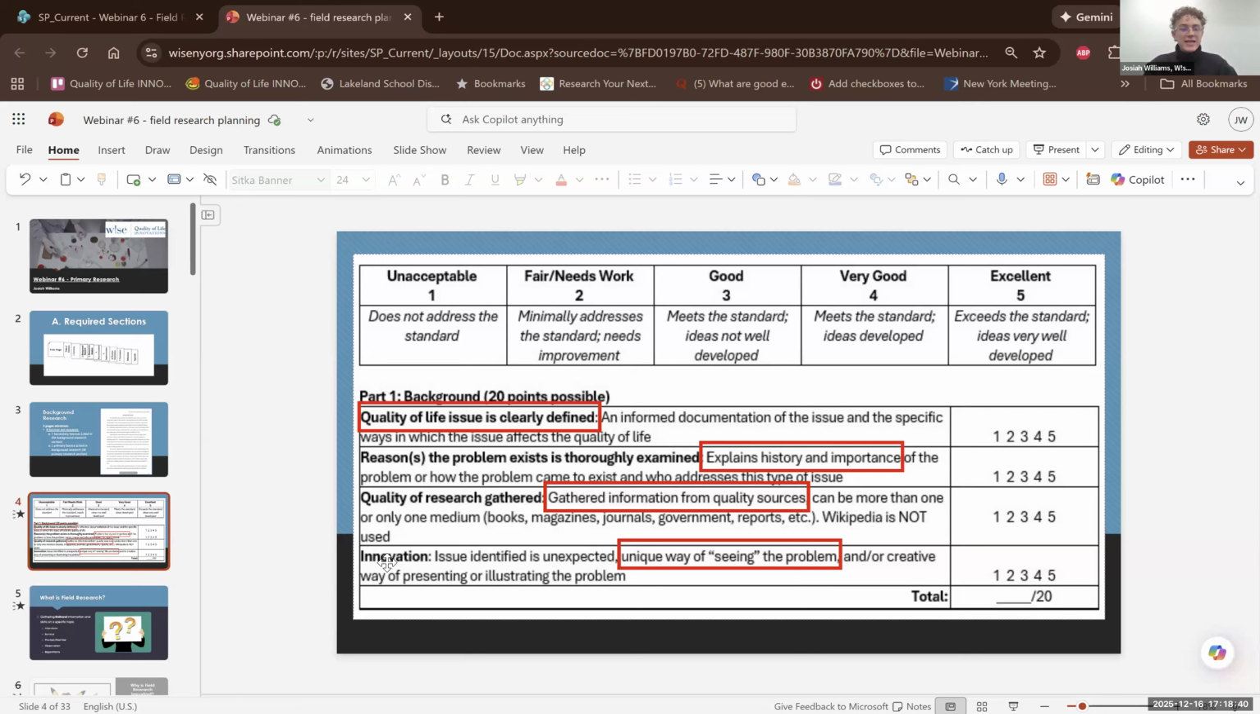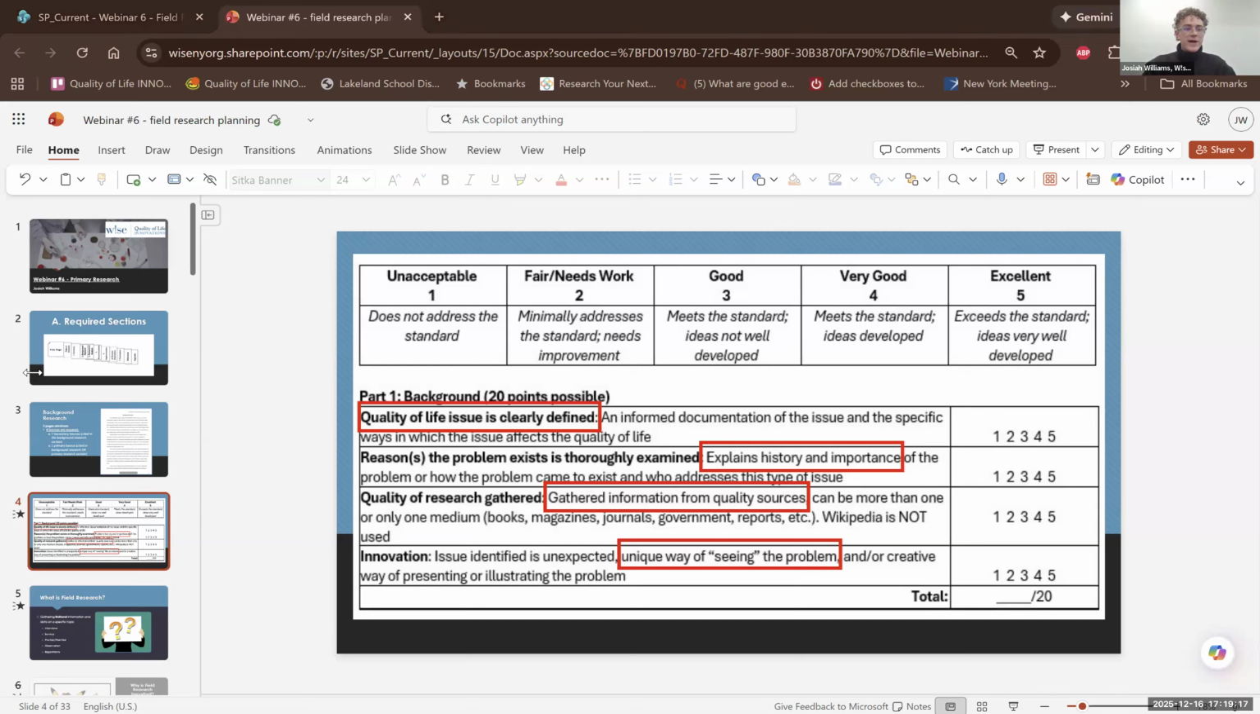And then the last section is innovation. This is a unique way of seeing the problem or a creative way of presenting or illustrating it. What I just said, combining multiple different sources, can help you get that check mark, because you're looking from different perspectives. You're not just looking from one perspective, but you're incorporating this voice, this voice, this voice. That's a great way to be innovative in your storytelling. Okay, so that is just an overview of the project.